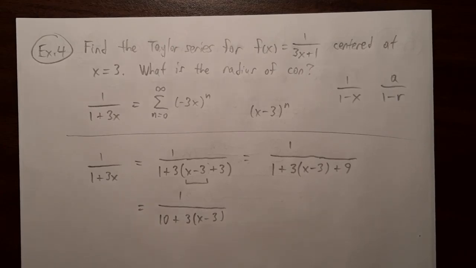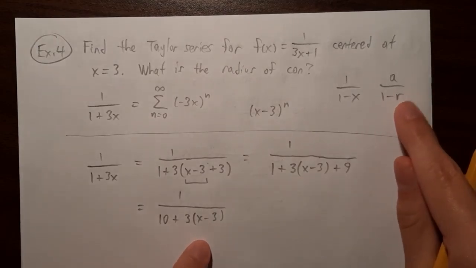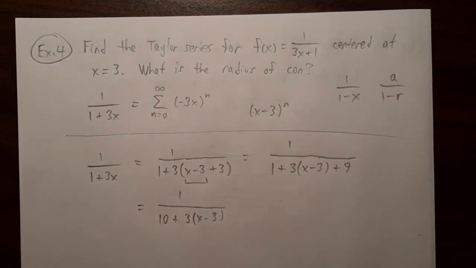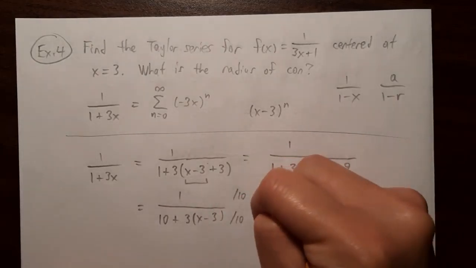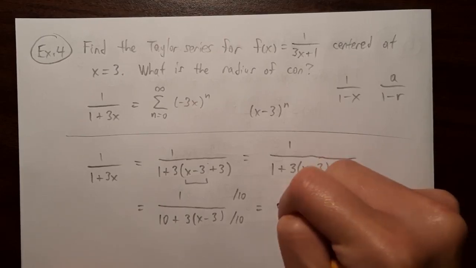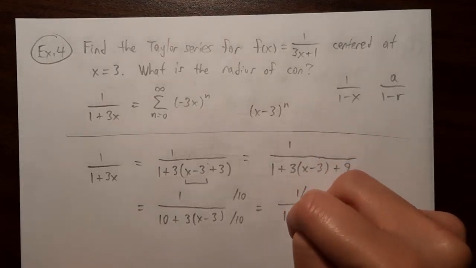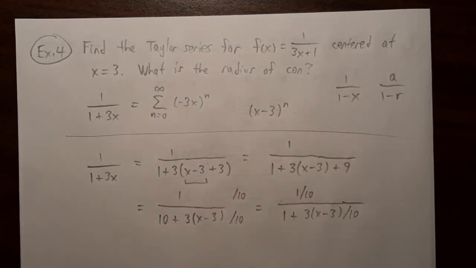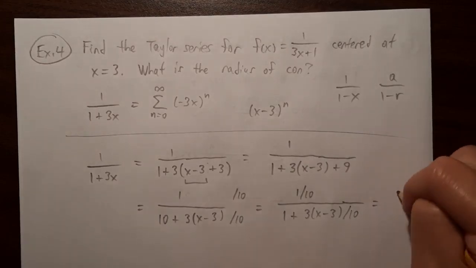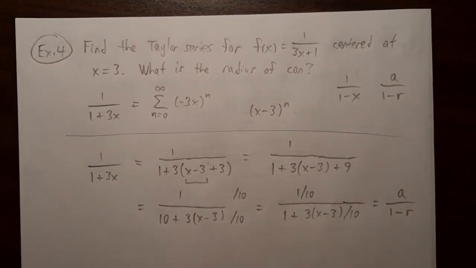Now I just need to find a way to make use of this formula, a over 1 minus r, to turn it into a series. Well, it already looks a little bit like that, but we're not quite there yet because I have a 10 in place of a 1, but it's not hard to make a 1 show up. I just divide both numerator and denominator by 10. If I do that, the numerator becomes 1 over 10, and the denominator becomes 1 plus 3 times x minus 3, all divided by 10. Now this is matching up very well with a over 1 minus r.